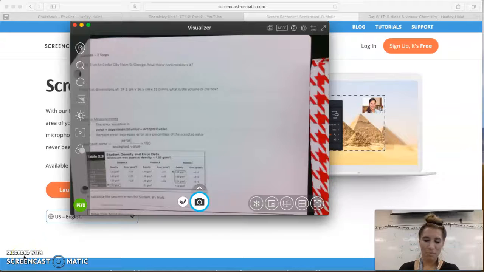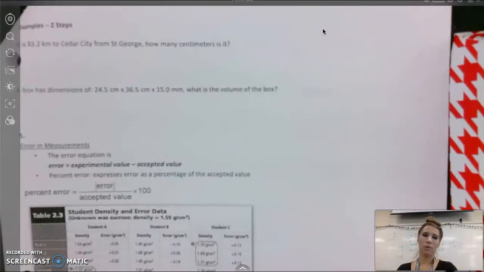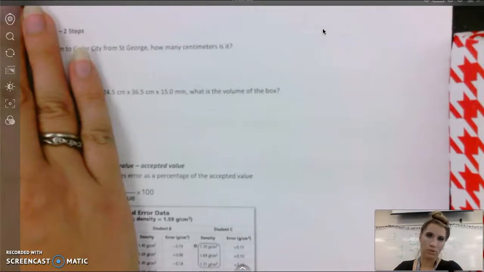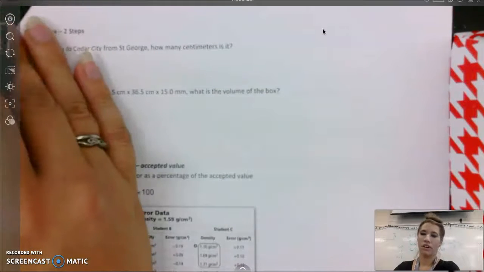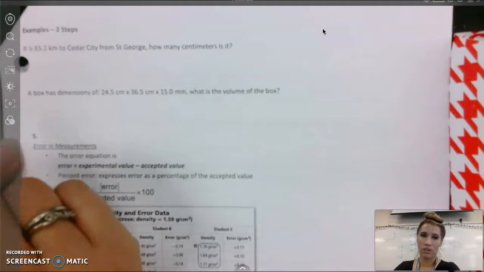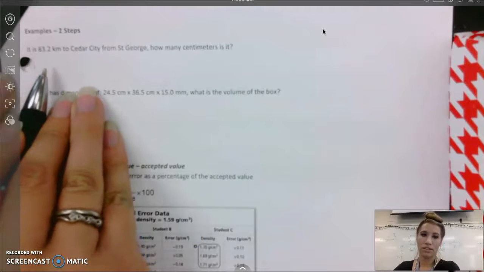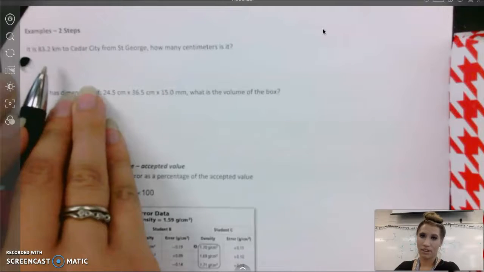Okay, let's wrap this learning target up. Now, the goalpost method doesn't always have just one single post. There is very often more than that. So let's give you an example. It is 83.2 kilometers to Cedar City from St. George. How many centimeters is it?